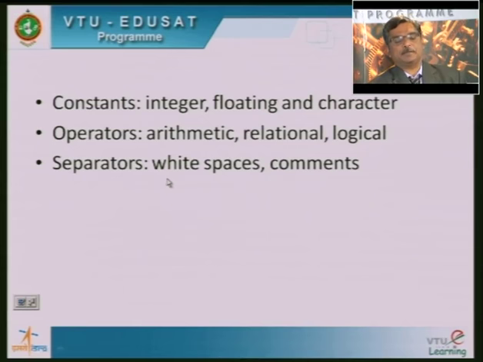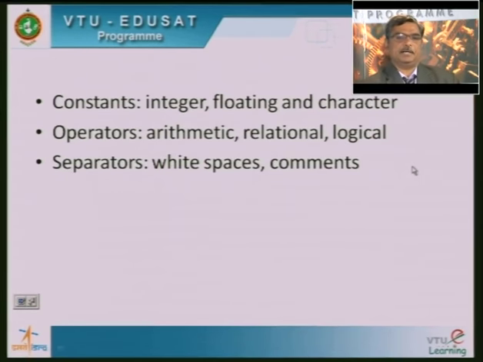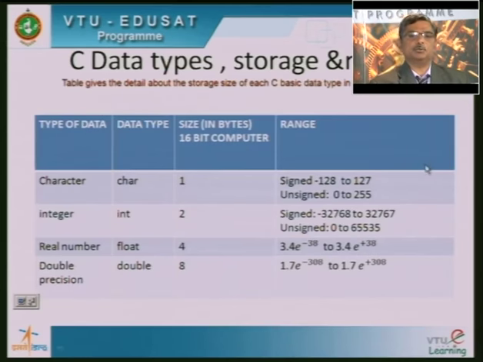Some of them are separators. All statements in C end with a semicolon. Comment lines and white spaces all come under the category we call separators. Like that, the tokens are divided into these categories, which will be useful.